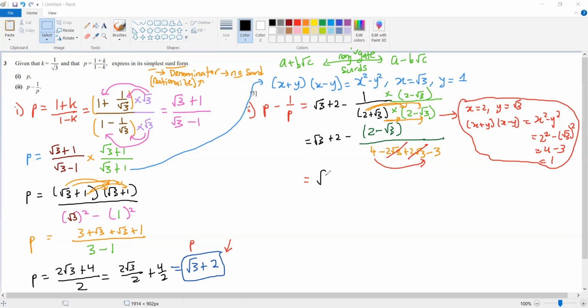So either way, we arrive at the answer now. Let's write it nicely. Over 1 has no effect: 2 minus root 3. Now you open up the brackets and multiply the signs. One last simplification: root 3 plus 2 minus 2, and then plus root 3, since minus and minus is plus. Again, these two terms cancel off. Root 3 plus root 3, the answer is 2 root 3. Okay, that's it for this part. Thank you.